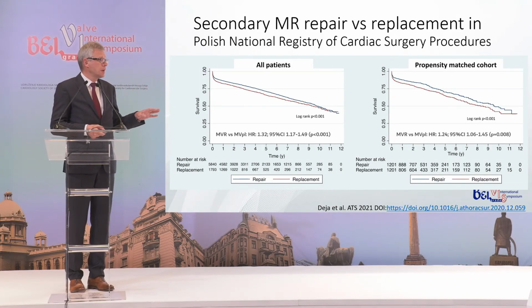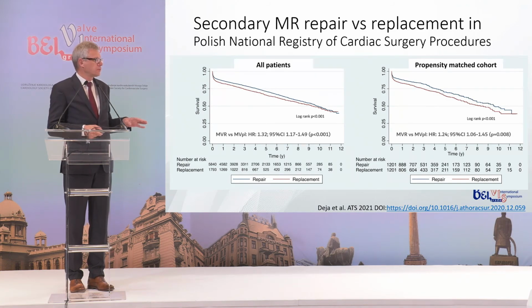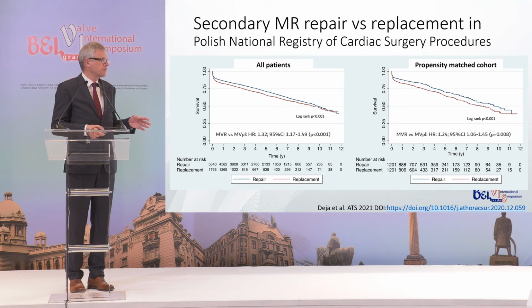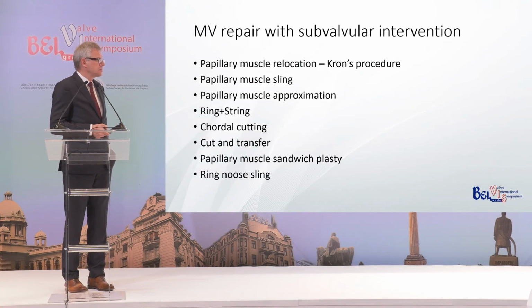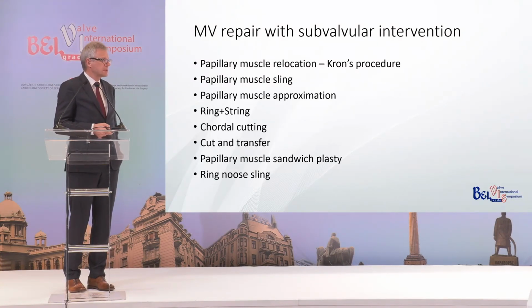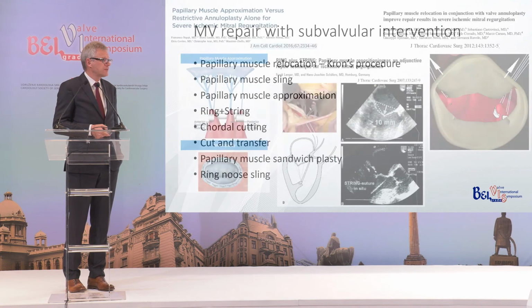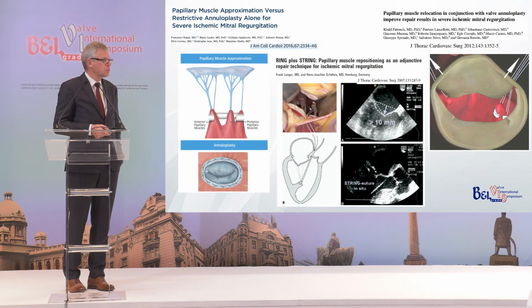That might be true, but also probably mitral valve repair in the vast majority of these patients consisted simply of mitral annuloplasty. And we know nowadays that probably is not an ideal method, and what we do nowadays, we try to add some subvalvular intervention to it. You know, there are many ways of skinning the cat and there are many ways of doing this.